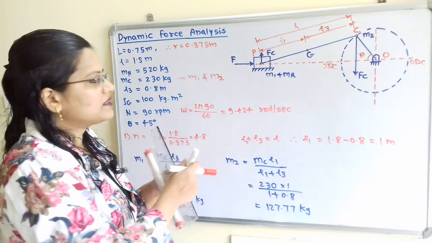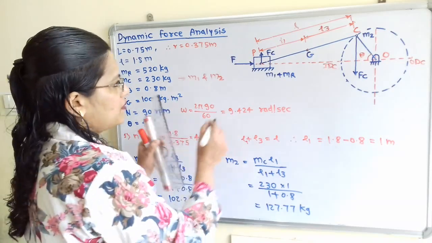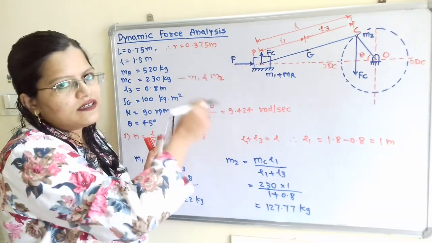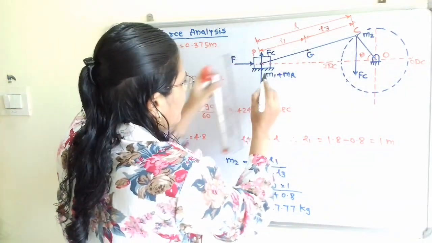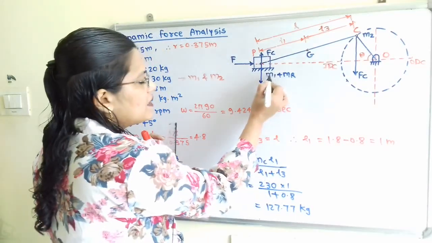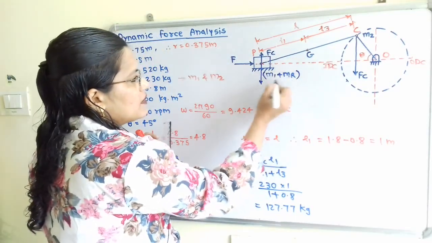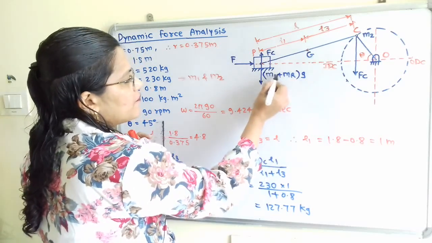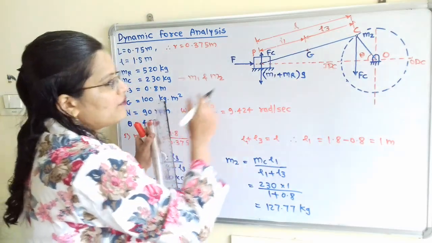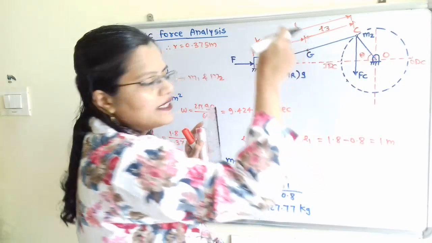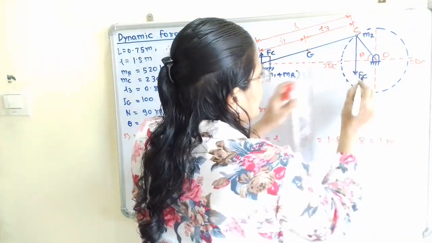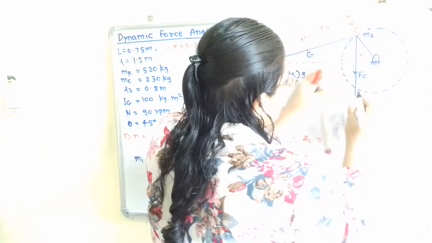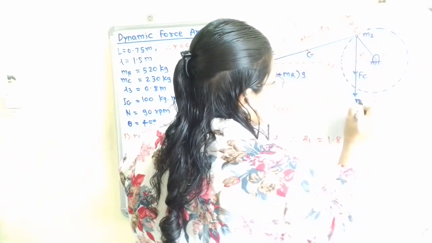Now if we observe this diagram, at this point P there are two masses, mass M1 as well as mass Mr, the reciprocating parts. Weight always acts in the vertically downward direction, so in the downward direction we have to show the weight, which is mg, that is (M1 plus Mr) into g. In the same way, at this point C, the weight always acts vertically downward, and we have to show M2 into g.